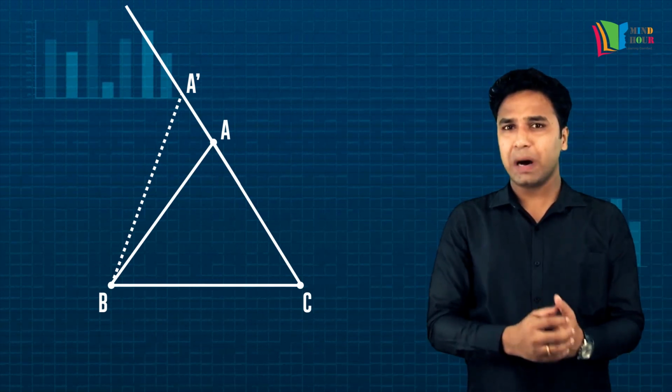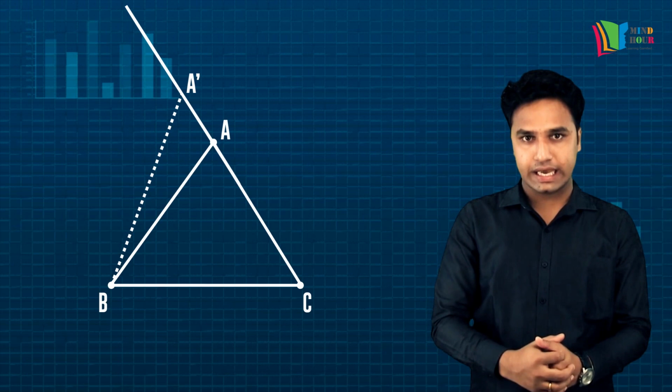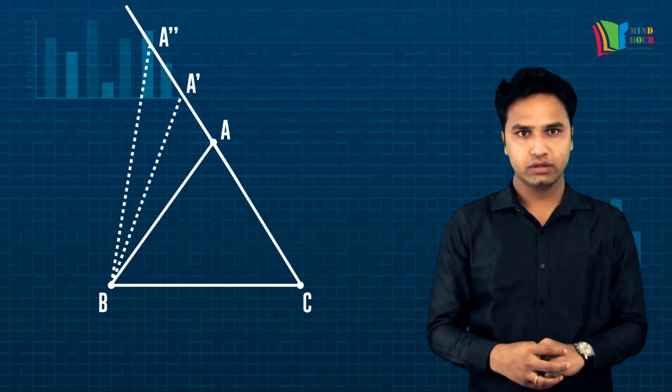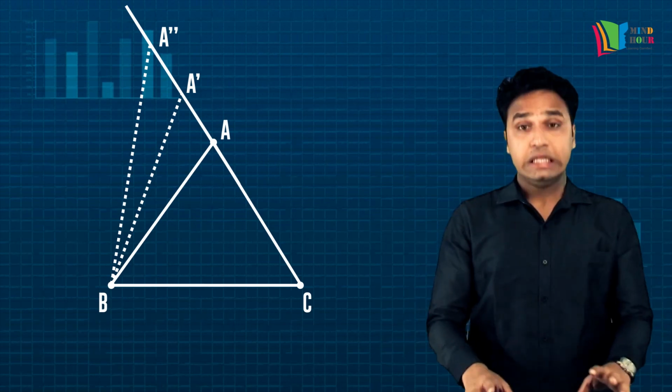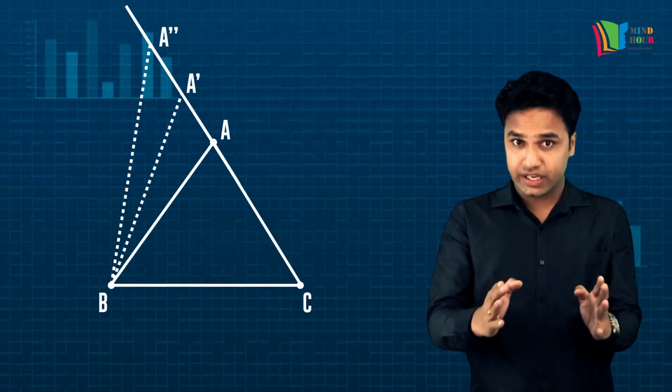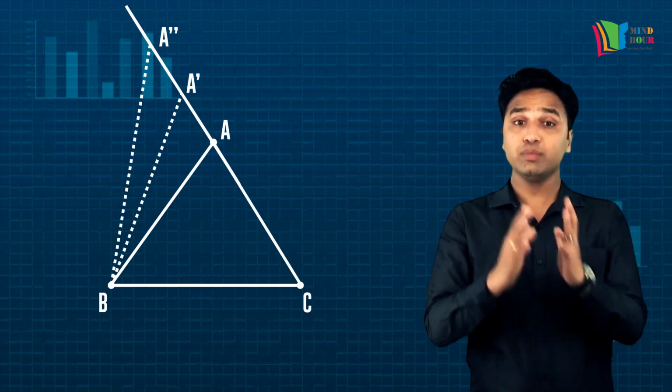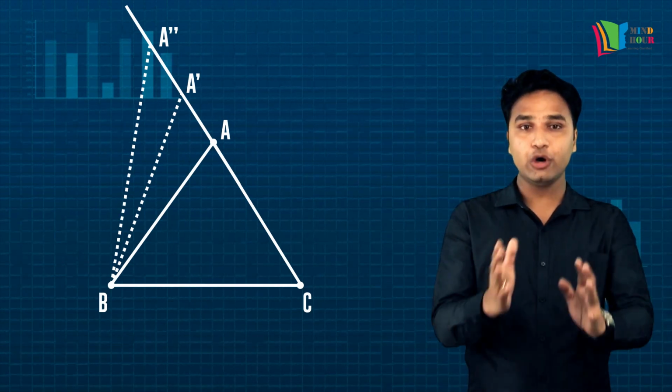Let us continue to mark more points on extended CA and draw the triangles with the side BC and the points marked. You can observe that as the length of the side AC is increased by taking different positions of A, the angle opposite to it, that is angle B, also increases. This makes us arrive at a very important result of inequalities in a triangle.